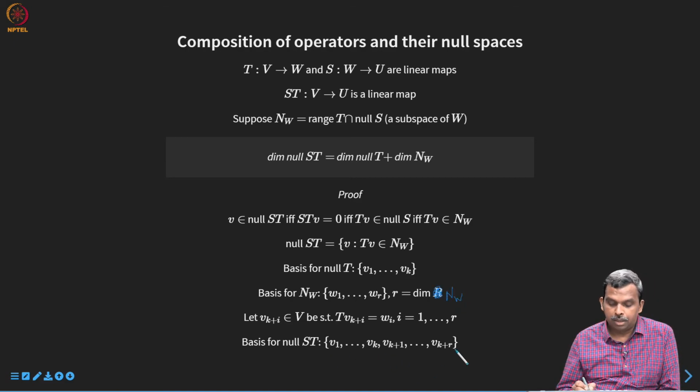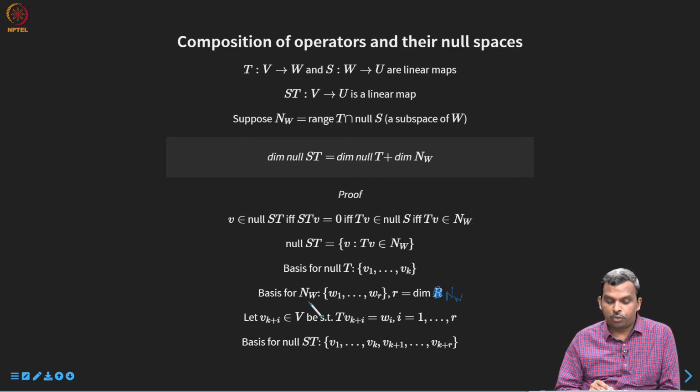This is the claim: the basis for null of ST is simply the original basis for null T, v1 to vk, and then these new vectors that I have, vk+1 to vk+r. That is the basis for null T. This needs a little bit of proving, and I am not going to prove that for you in detail in this lecture. I will let you think about it, but it is sort of intuitive. From the picture I drew in the previous slide, you can sort of figure out why this should be true.